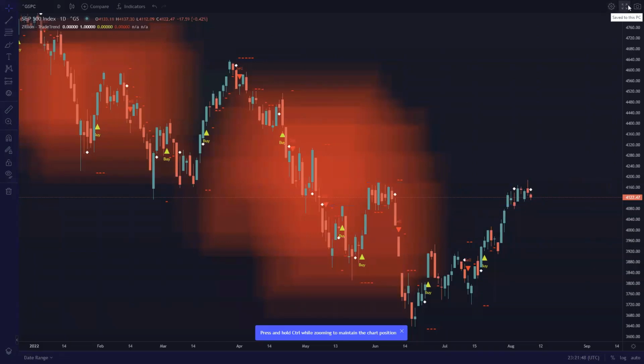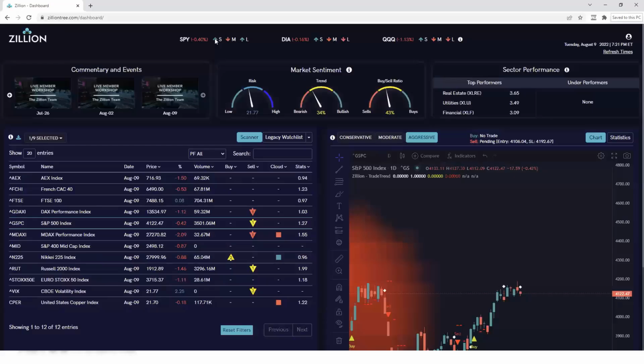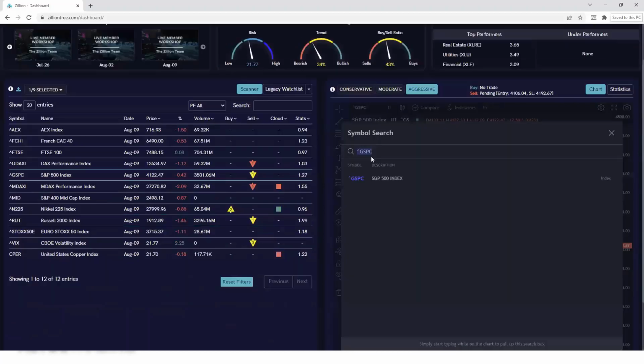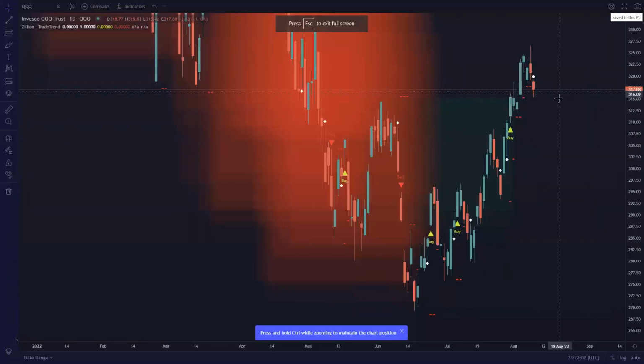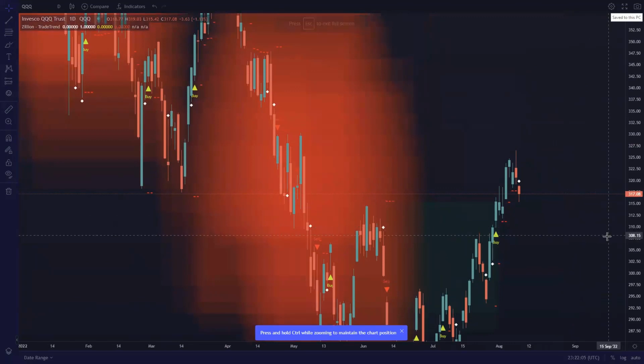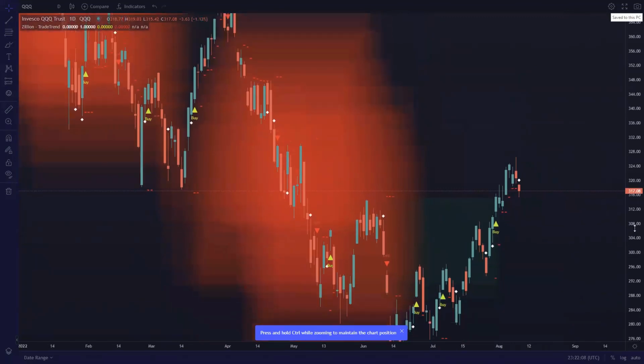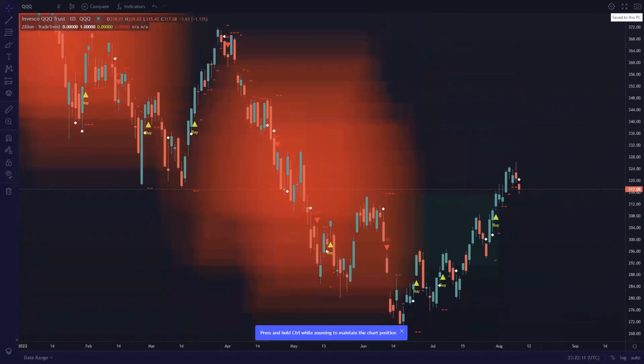Let's quickly take a look at the NASDAQ, and we'll use the QQQs, the NASDAQ 100 ETF. It's a similar picture to the S&P, the SPX. We have a rejection off of the major resistance zone. This zone on the QQQs is between 320 and 325. Notice how we had prior support here.